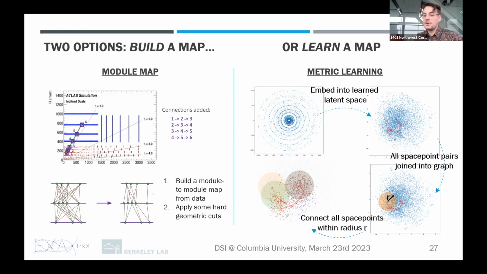Another way of doing it is to actually learn that map with ML, with a multi-layer perceptron. So we can embed all the hits in our detector into some latent space. In this case, I think these images are from a 12-dimensional space that we've projected down to 2D. You can see the red crosses here represent a track. And when they're embedded into that space, the goal is for those hits to be embedded close together.